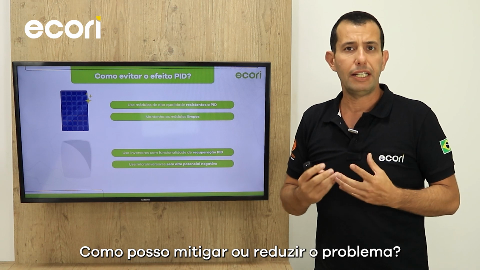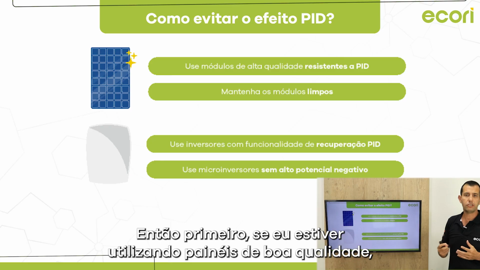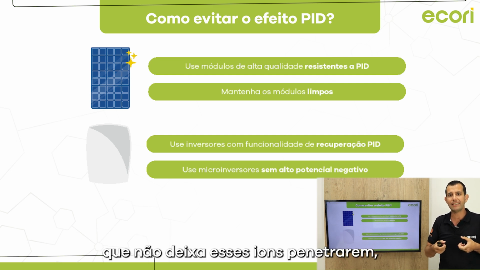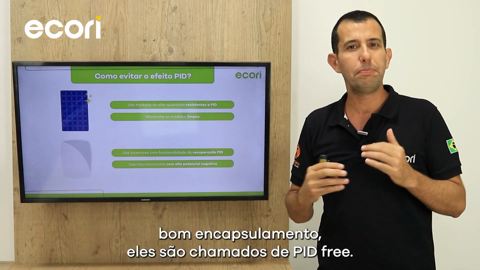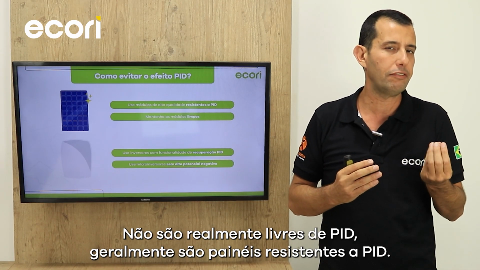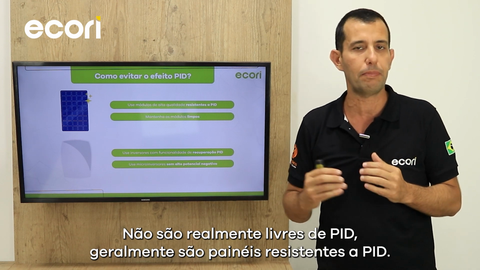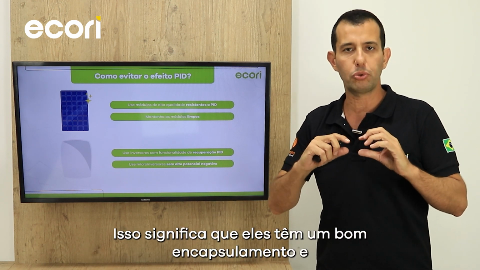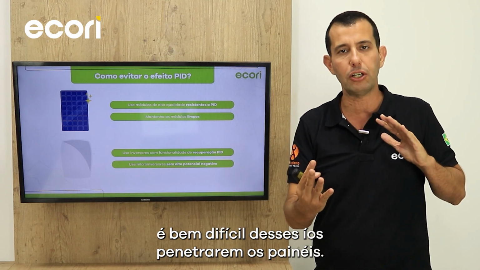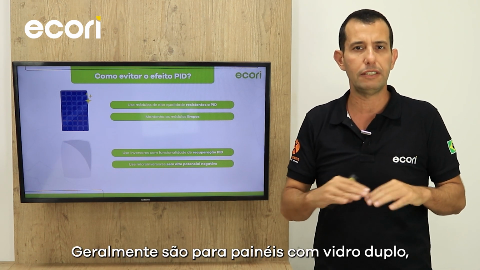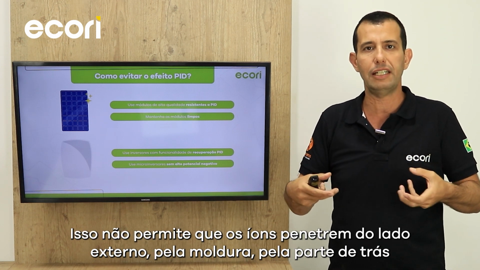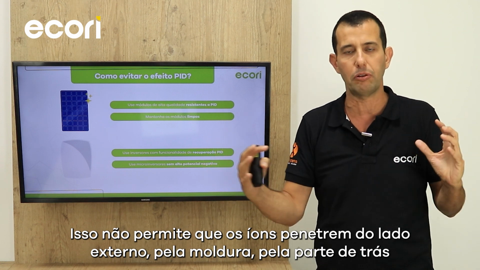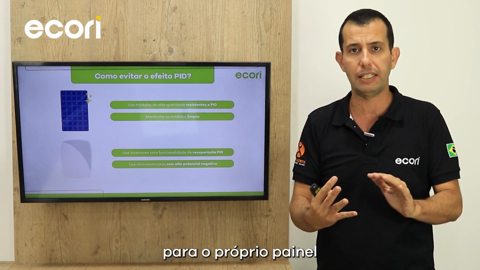How can I mitigate or reduce the problem? So first, I can use good quality panels that don't let these ions penetrate, with good encapsulation. They are called PID free. There is no real PID free, usually PID resistant panels. That means they have good encapsulation and it's very hard for these ions to penetrate the panels. Usually it's glass panels or very good encapsulation, good isolation that doesn't let the ions penetrate from the outside, from the frame and the backsheet into the panel itself.